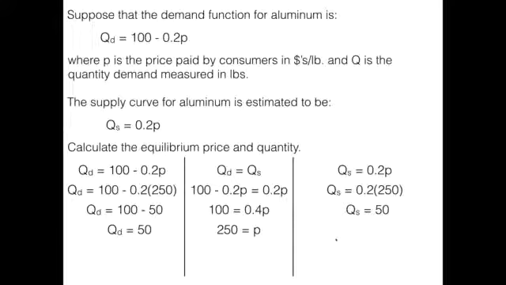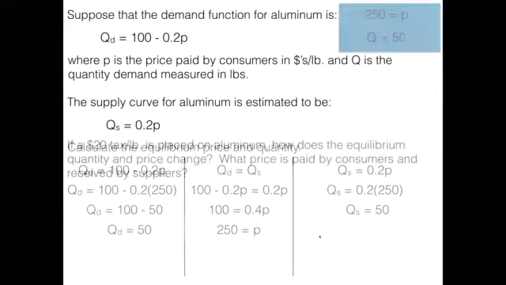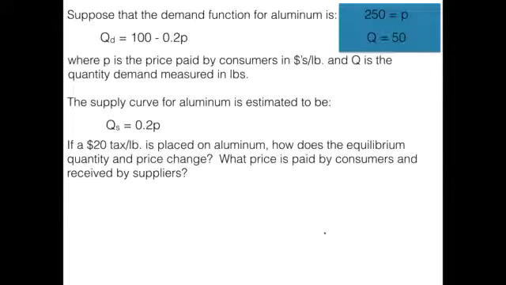Since we've gotten the same quantity for QD and QS at that price, we know that we calculated the price correctly. So the initial equilibrium is going to be price is equal to 250 and quantity is equal to 50. Now we're going to change this by introducing a $20 tax per pound on aluminum.